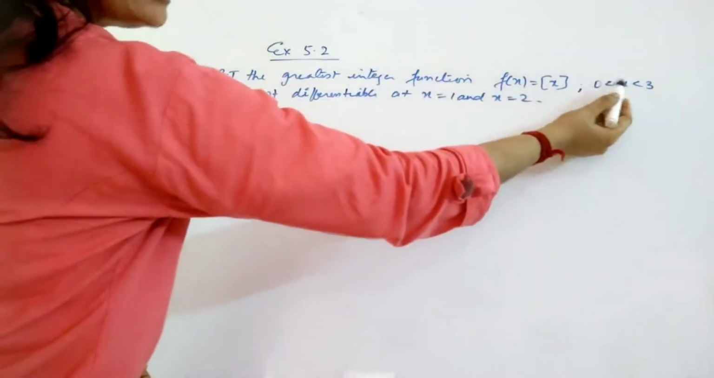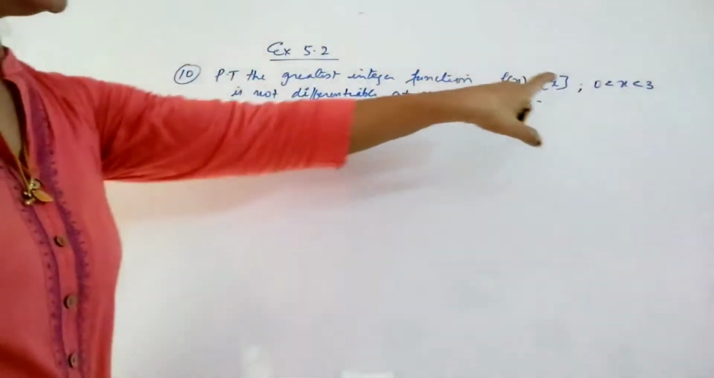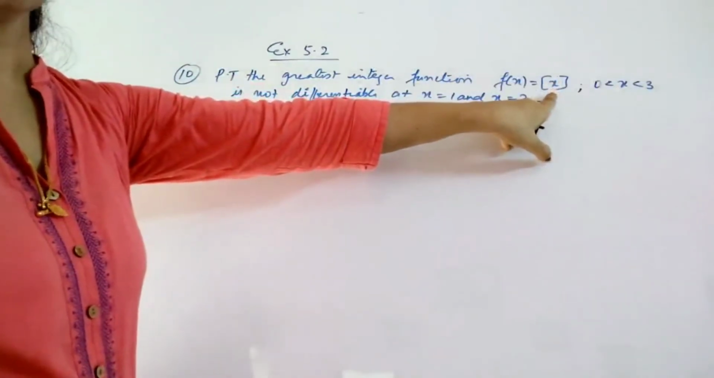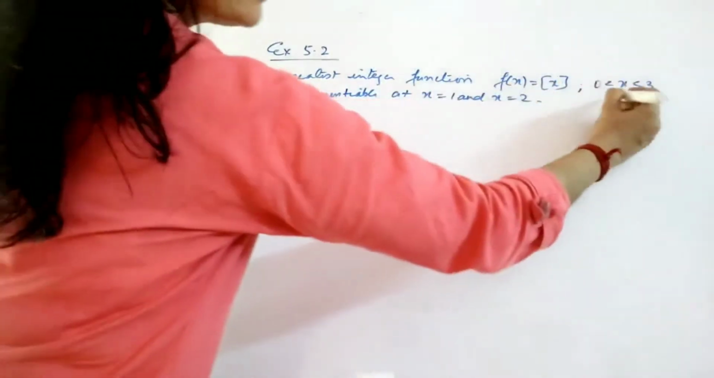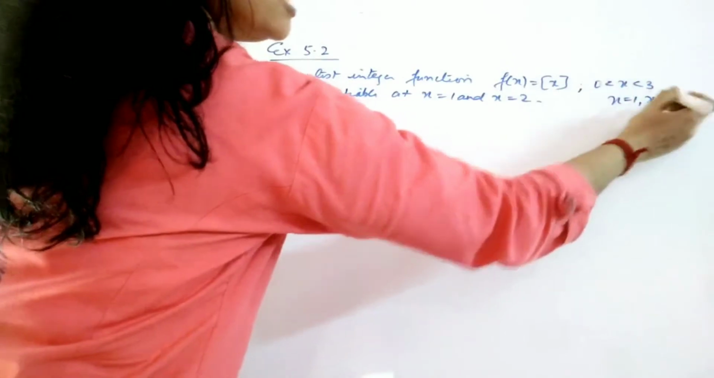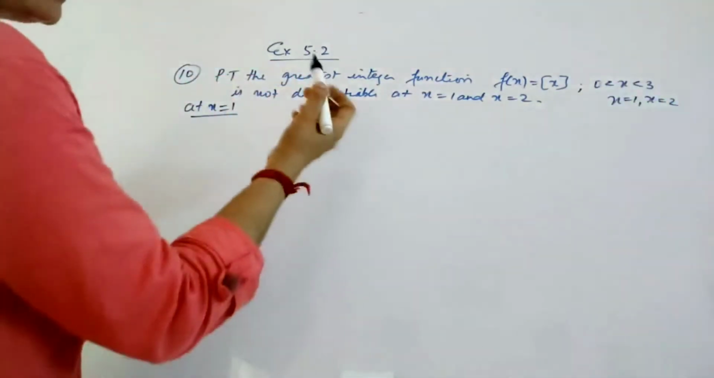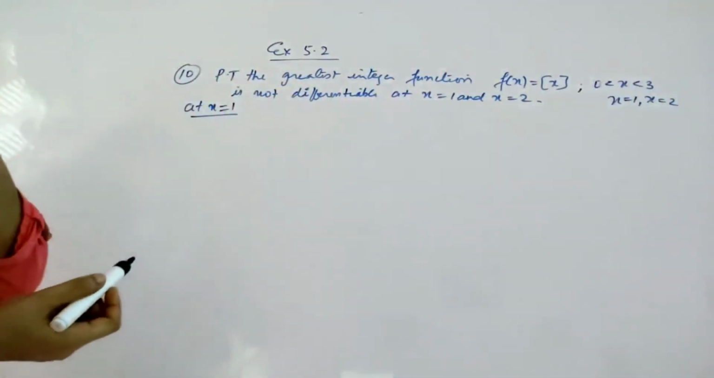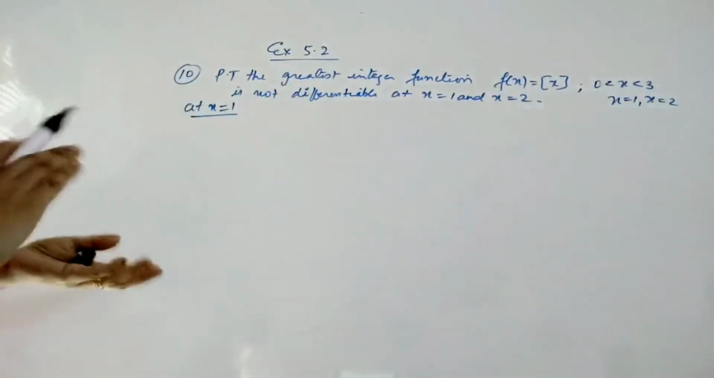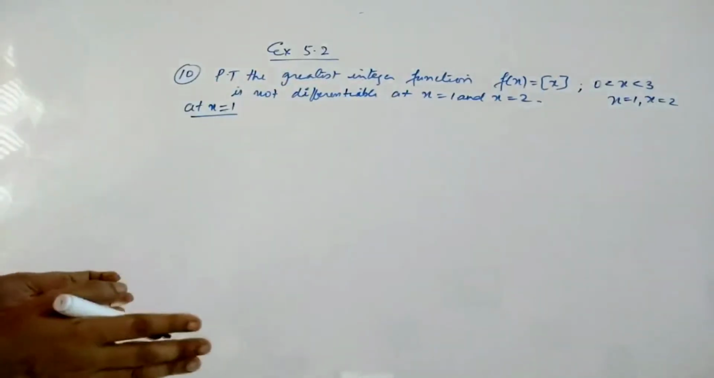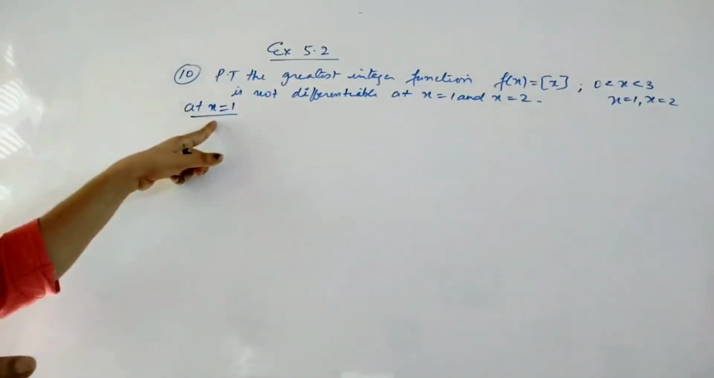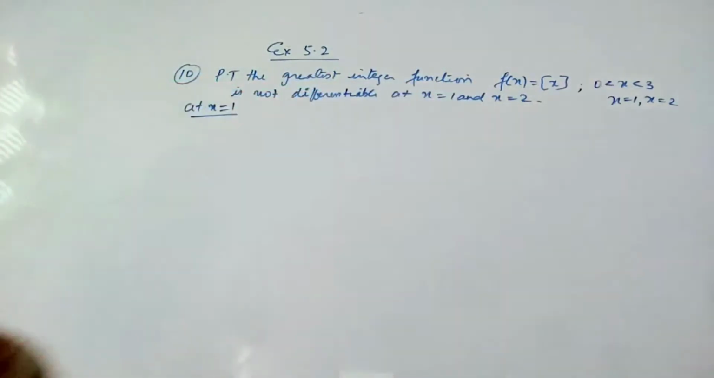Because since x is lying between 0 and 3, we are just checking at the points where they are integers. That is, you will have x = 1 and x = 2 in between 0 and 3 as the integers, and at the integer points only, at its left side and right side, the value will be changing. That's why we are checking the differentiability of the function at x = 1 and x = 2.